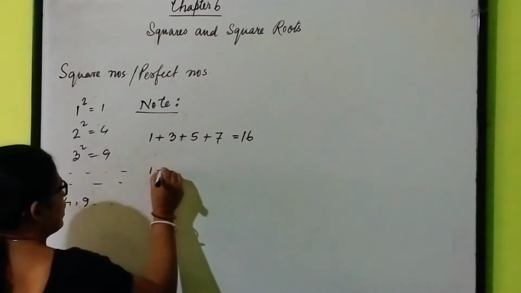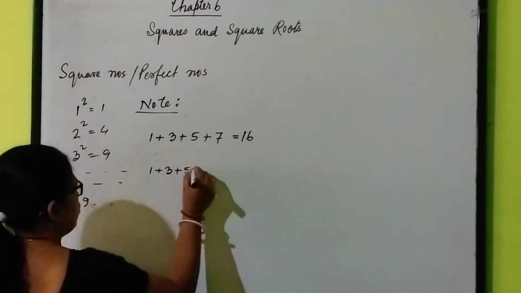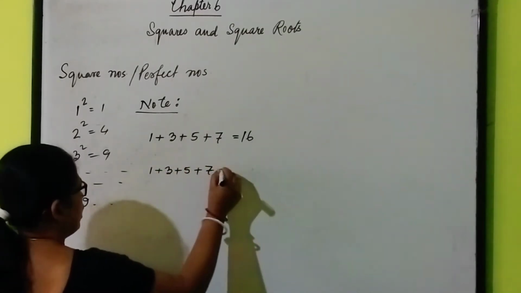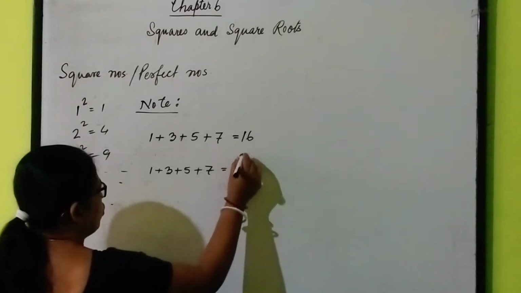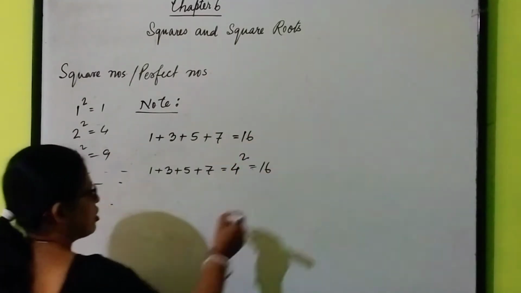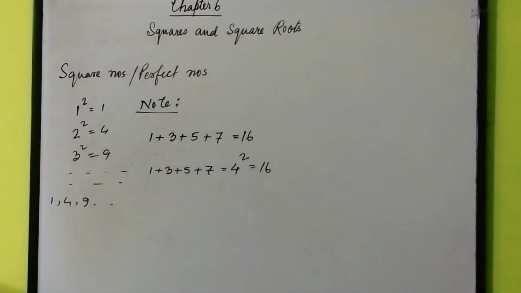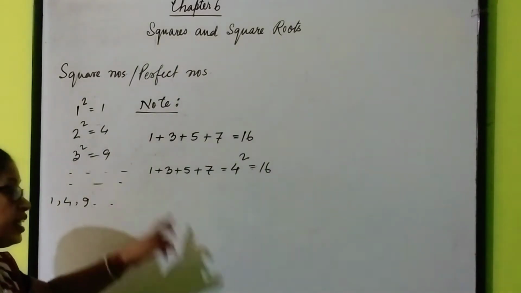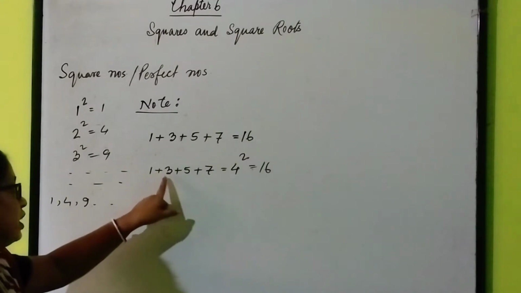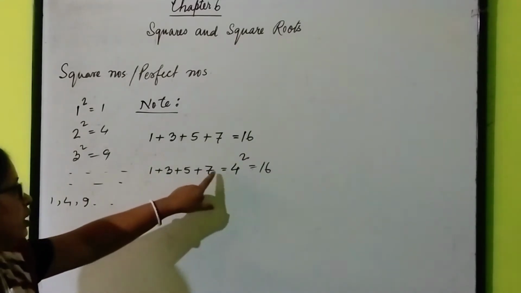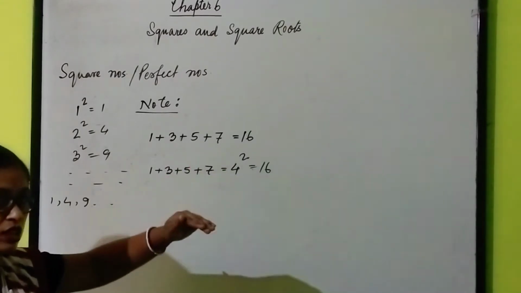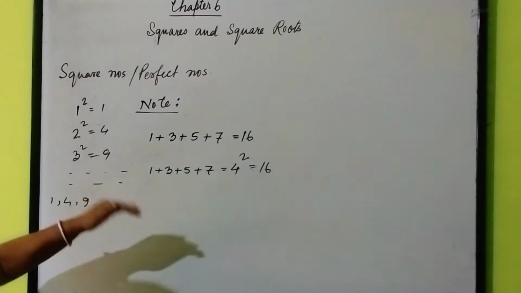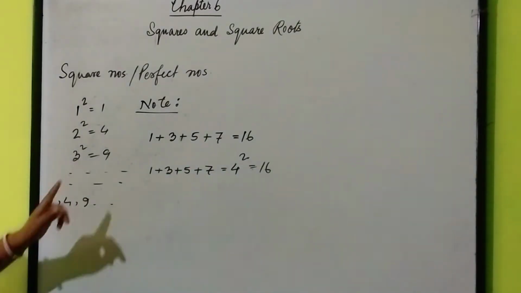But if I write like this, 1, 3, 5, 7, see, how many numbers are there? 1, 2, 3, 4. So I will write 4 square. See, I am getting 16, same value. So without adding, we can find out the sum of first n natural odd numbers. First n. 1, 3, 5, 7. Here you have to write plus 9. You cannot write 11. First n consecutive odd natural numbers starting from 1.